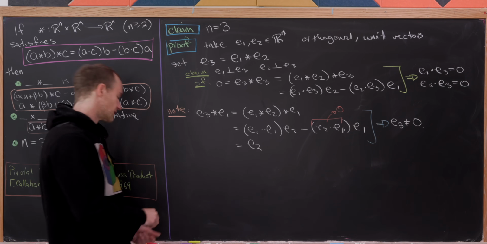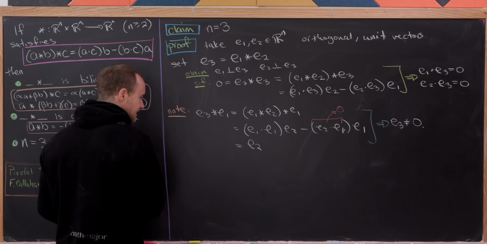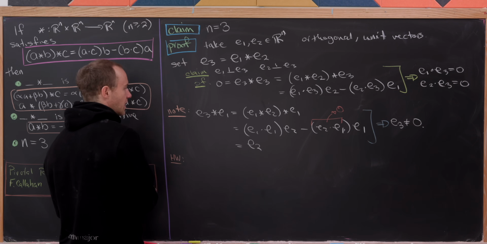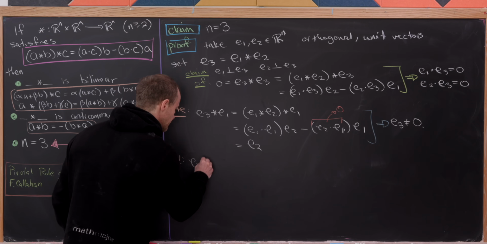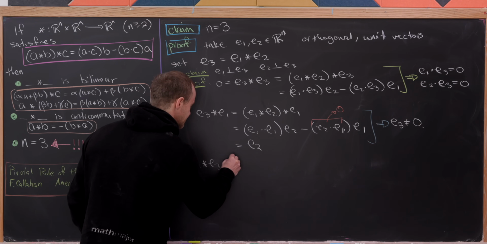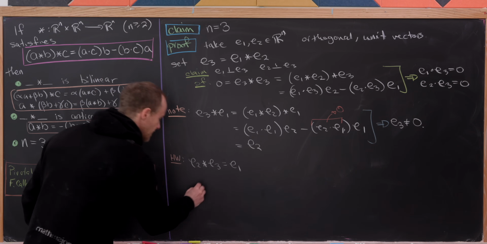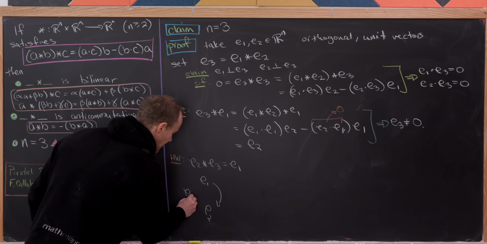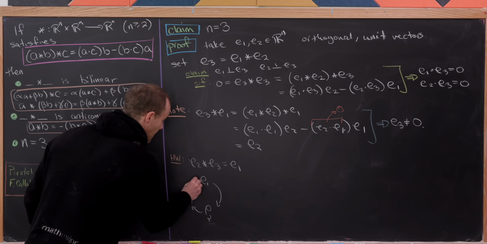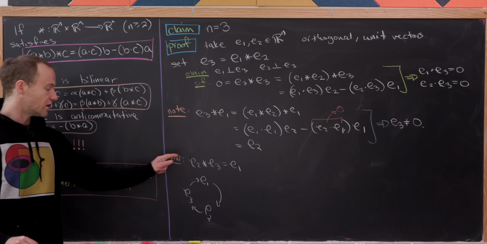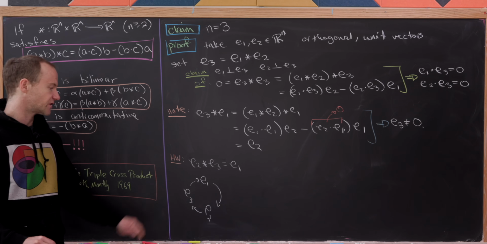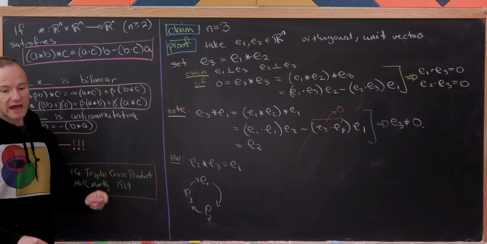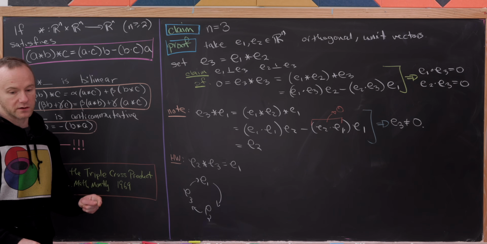And then maybe, which I'll leave as a little exercise or a little homework, you can check the following: E2 star E3 is equal to E1. So that gives us this nice little loop in this star operation. E1 stars to E2, E2 stars to E3, and E3 stars to E1. And furthermore, these are all orthogonal.